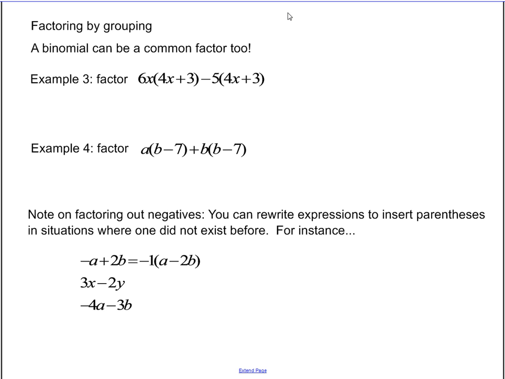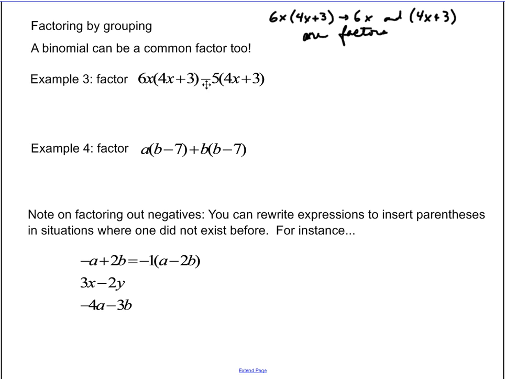Remember, factors are part of an expression that are multiplied by other parts. So, for example, if I say 6x and 4x plus 3, right, we would say that the 6x and 4x plus 3 are factors. Okay? Well, that's all well and good, Professor Peebles.